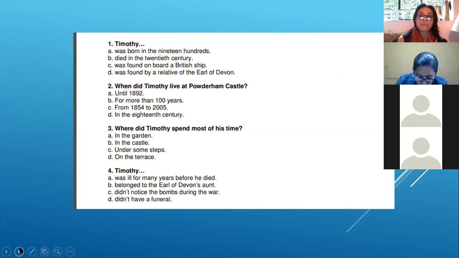Next one, number three. Where did Timothy spend most of his time? In the garden, in the castle, under some steps, or on the terrace? Castle? I think so. I guess in the castle and in the garden, right? I mean, he was there. Letter C. No, he was under the steps because of World War II. He made his shelter, right? So I would go with letter A, in the garden, right? Yeah. All right, very good.